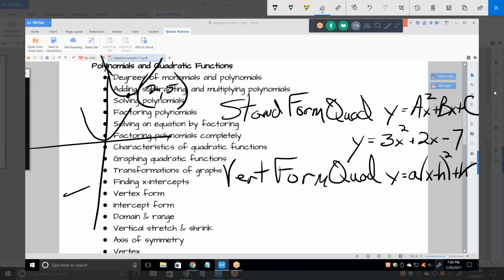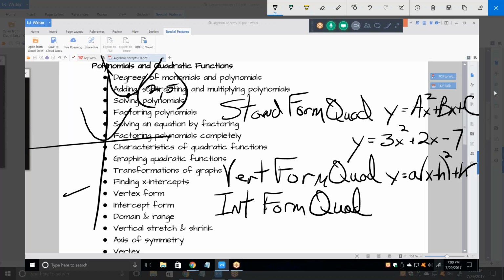And I don't even see anywhere in here where they talk about standard format. They do talk about intercept format, and we'll talk about that also. Intercept format looks like this. There's 3 formats for quadratics. That's x minus p times x minus q. What do you suppose p and q are? The intercepts? Exactly.